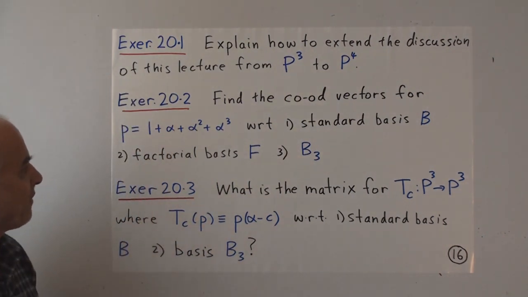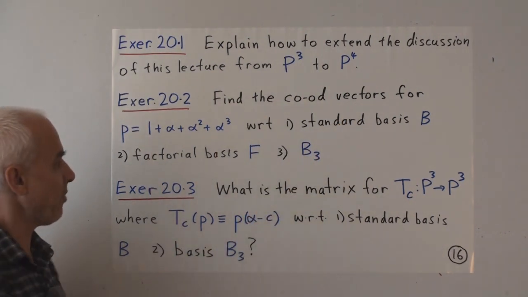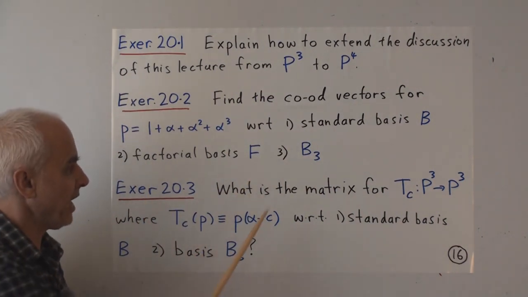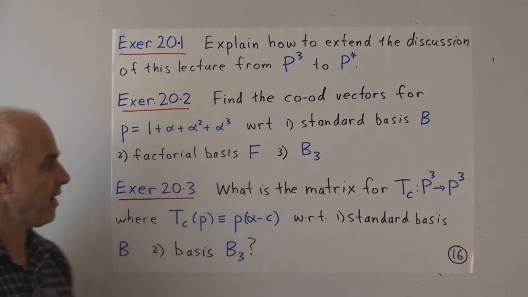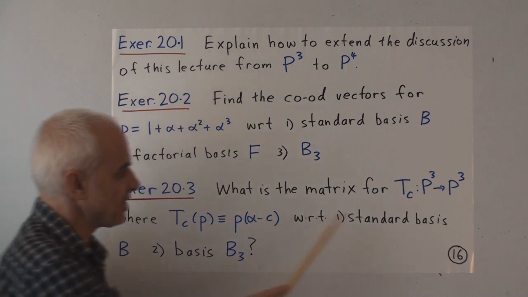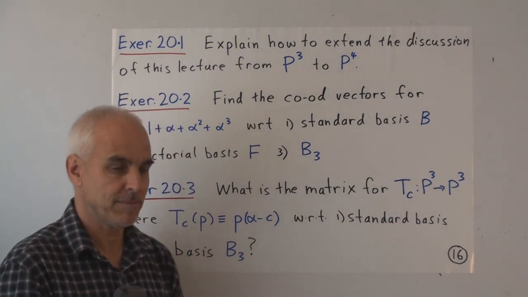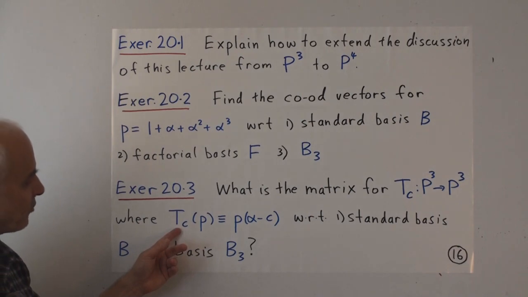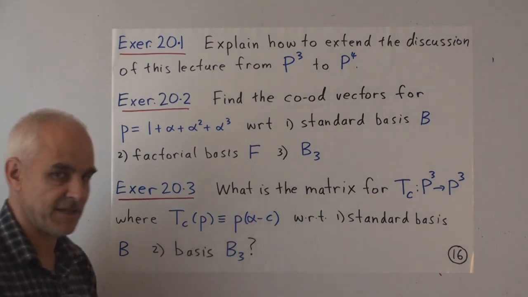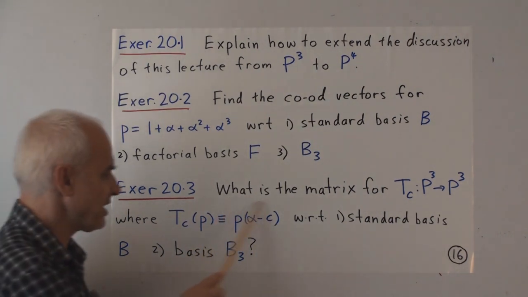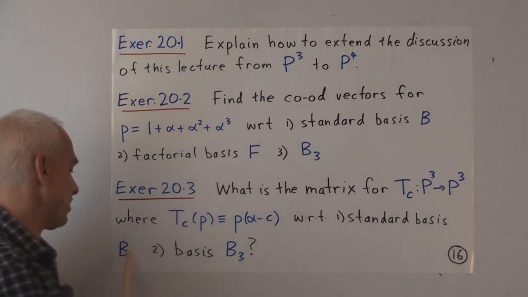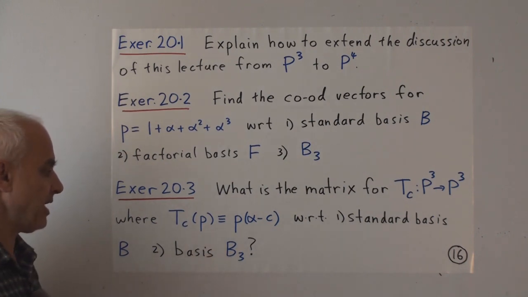Exercise 20.2, find the coordinate vectors for this particular polynomial with respect to the standard basis B, the factorial basis F, and this new basis B sub 3 that we talked about. And third exercise, let's consider translation by C. Okay? That is the transformation that takes a polynomial P and replaces it with P of alpha minus C. The question is, what is the matrix for this linear transformation with respect to the standard basis B and with respect to the basis B sub 3?